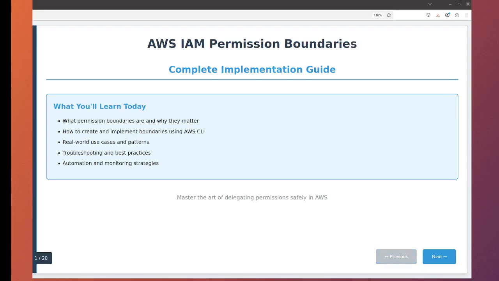Welcome to AWS IAM Permission Boundaries. Welcome everyone. Today, we're diving deep into one of AWS's most powerful security features, IAM Permission Boundaries.